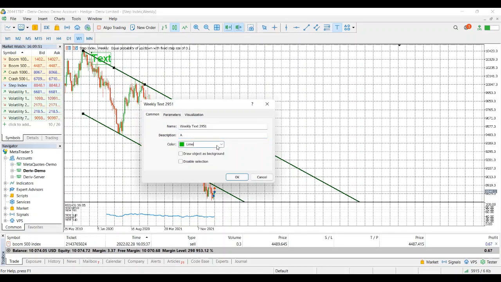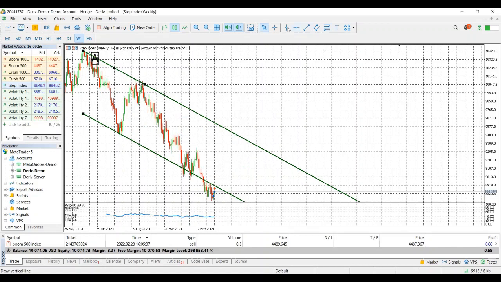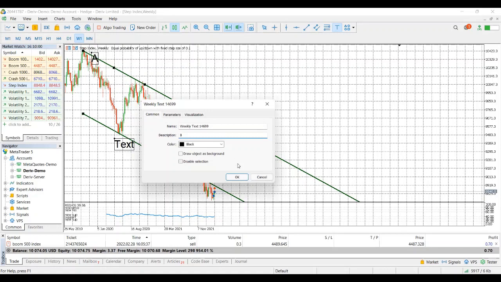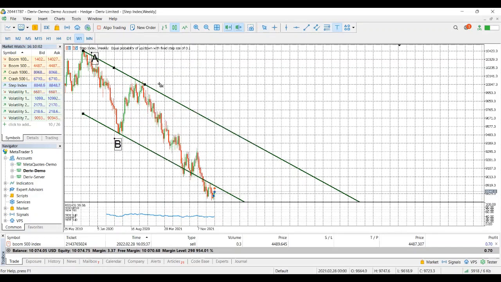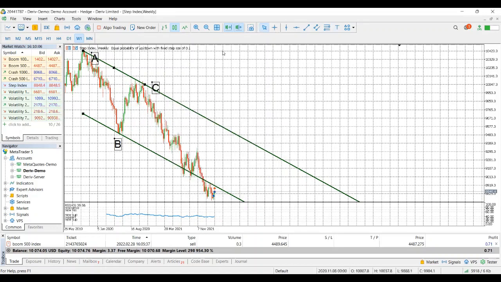I'll change the color to black. I'll change this to black. After point A, point B, then point C, the broker starts to sell.